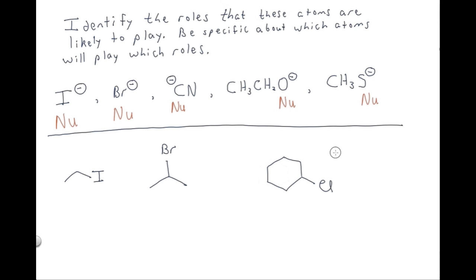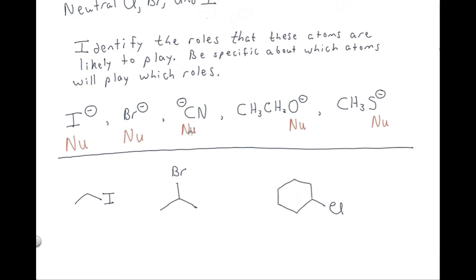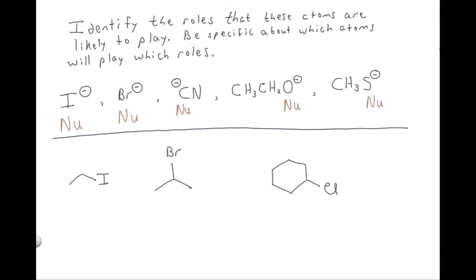Gave that a shot. Well, first of all, notice that, for example, in this molecule we see a neutral iodide. So we do not expect this to be a nucleophile. Instead, we've learned that a neutral iodide is a good leaving group. So we would expect this neutral iodide to play the role of leaving group.